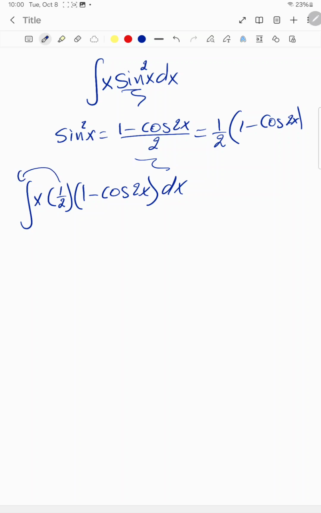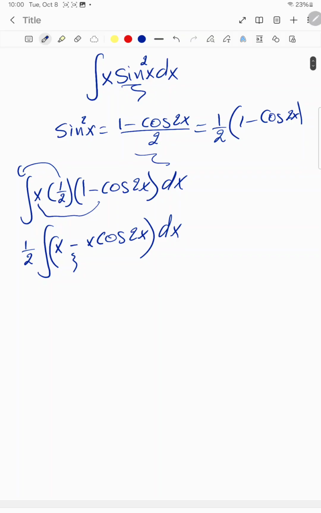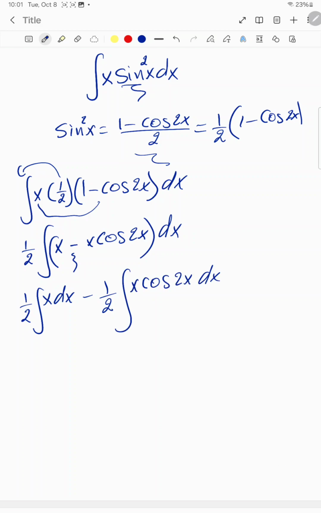And we know 1/2 is a constant. I can take it outside my integral. So it becomes 1/2 integral, and I will multiply this x with that parenthesis. So x times 1 is x, and x times minus cosine 2x is x cosine 2x, and all that dx. Now, because of that minus here, I can separate my integral into two integrals. The first one is 1/2 integral of x dx minus 1/2 integral of x cosine 2x dx.